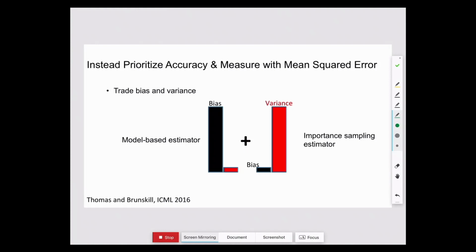And the idea that we were thinking of is a fairly simple one, and the same motivation as what doubly robust is doing, which is we have a model-based estimator with high bias and low variance, and then we have importance sampling estimators with low bias and high variance, and couldn't we just directly optimize to figure out how to trade these?